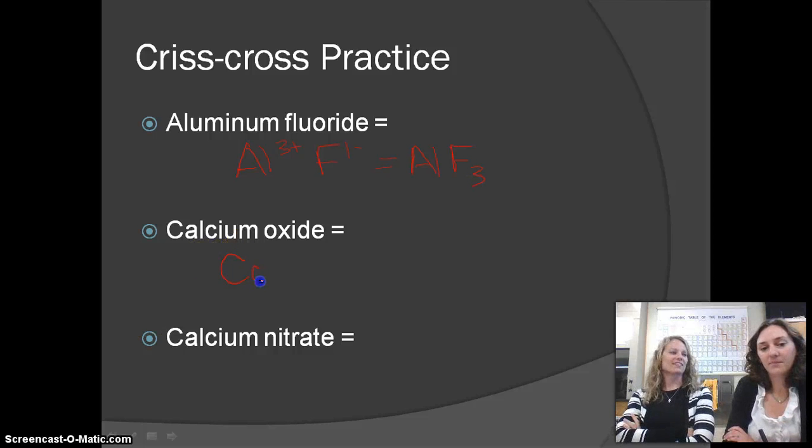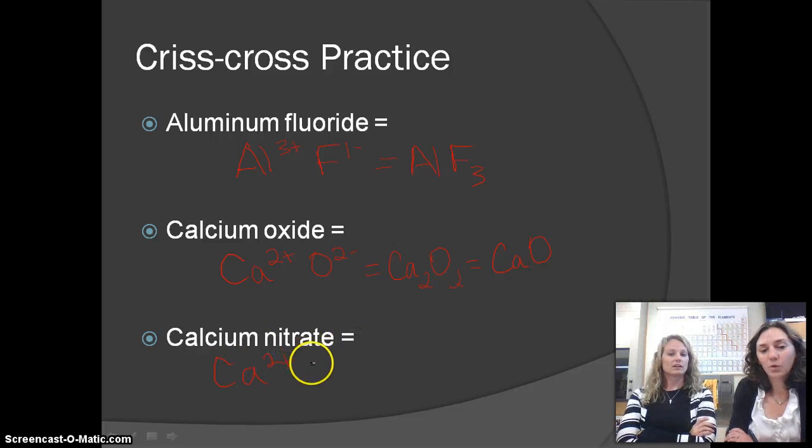No math. Calcium. Love it. 2+. Oxide. Oxygen. 2-. The 2 and 2 cross each other out, ignore. If you write it this way, that's simplified, not correct. Simplify it down to here because it's 2 to 2, which is really 1 to 1. Yep.